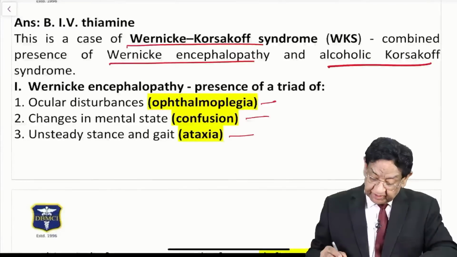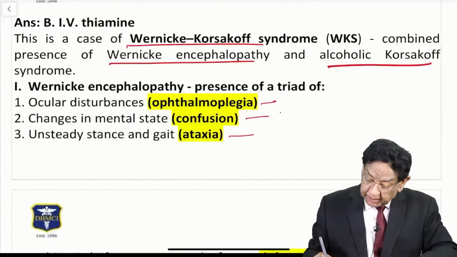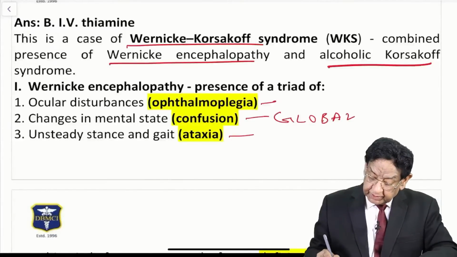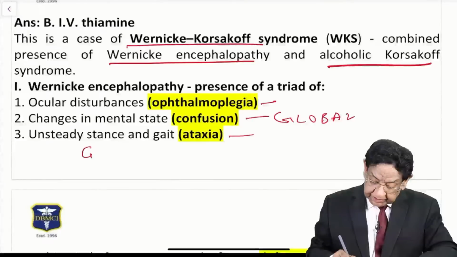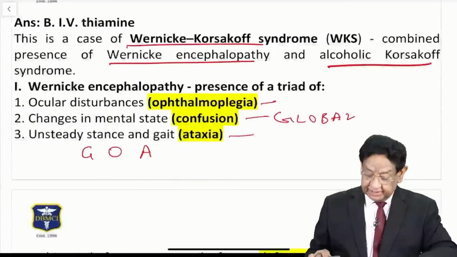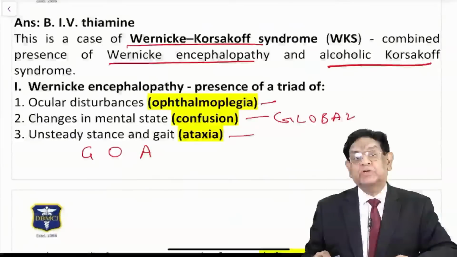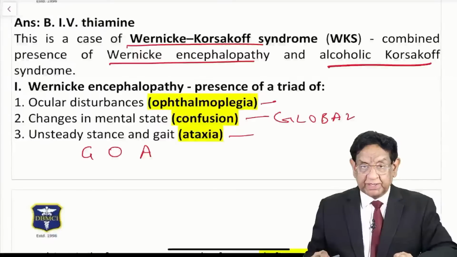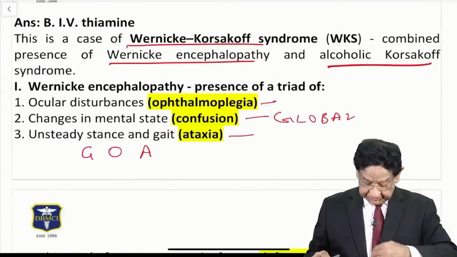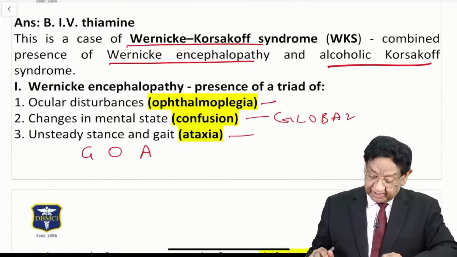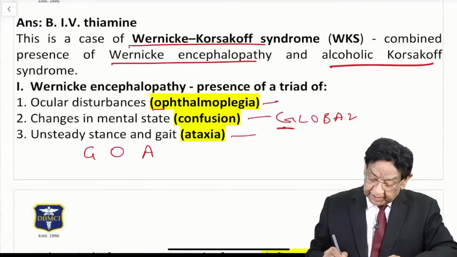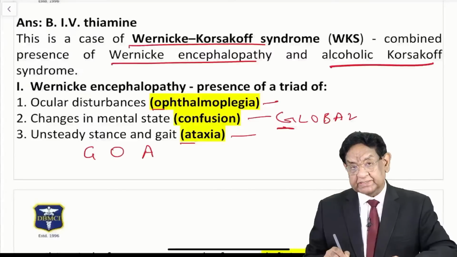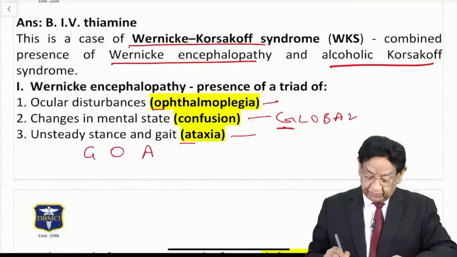Well, in fact, what they use is global confusion, ophthalmoplegia, ataxia. The mnemonic is GOA, G-O-A. Goa is a very famous tourist spot in India, especially for those who are watching outside India or those who have not been to Goa. It's a lovely place, beautiful beaches. Go for O and ataxia. Goa is the classical mnemonic to be remembered for Wernicke encephalopathy.